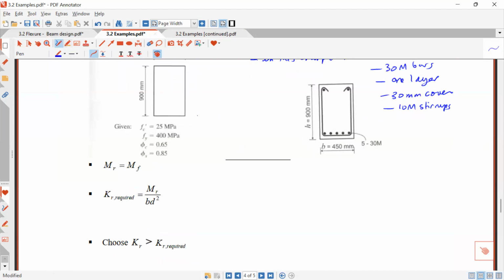Okay, so D estimate we saw before is just H minus 70, so that would be 830. But in this example, just to save a bit of time, let's use D actual, which is just H minus the cover minus the 10M stirrup minus DB over 2. So this is just 900 minus 30 minus 10 minus 30 over 2, and I'll find 845 millimeter.